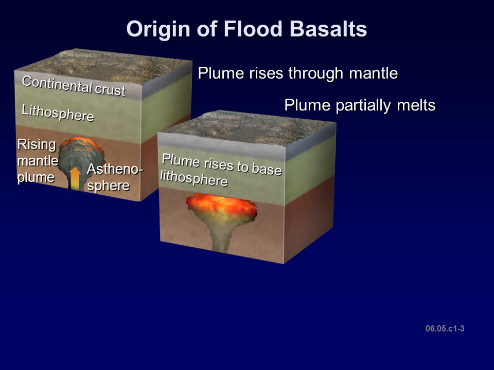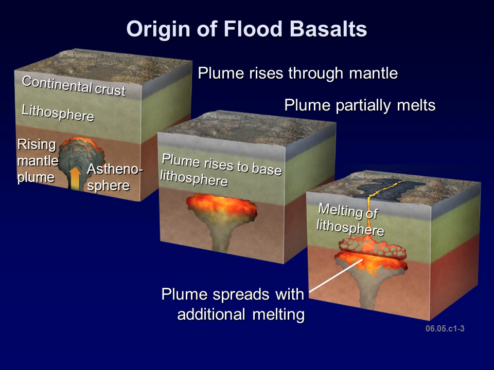Next, that plume spreads out at the base of the lithosphere. Remember, because of the difference between the asthenosphere below, where it is hot and weak, and the lithosphere above, the lithosphere is cooler, it's more solid, it's rocky. So when this hot material hits that cooler, more brittle area, it spreads out along the base of it.